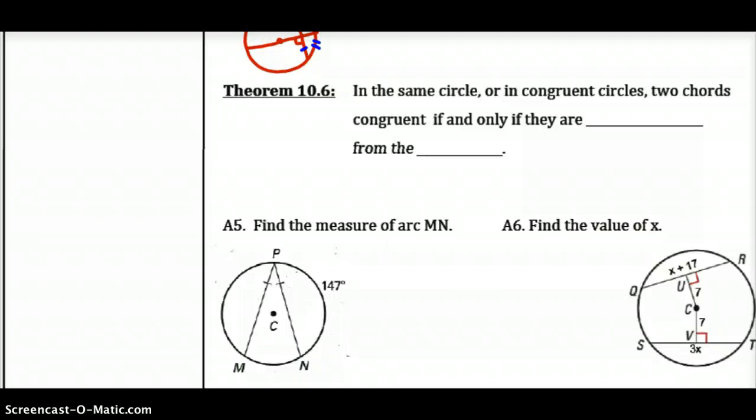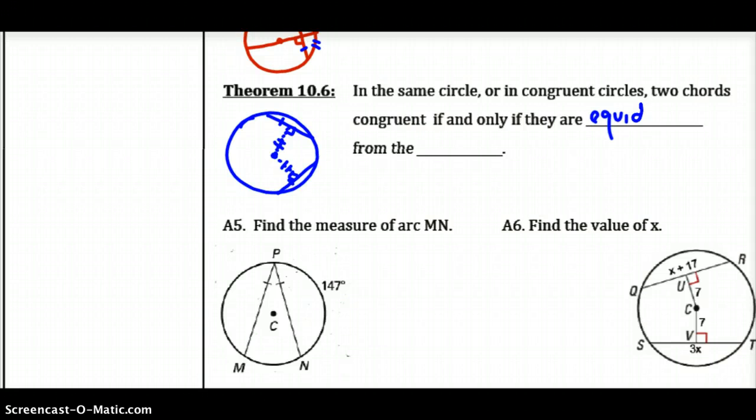10.6, in the same circle or congruent circles, two chords are congruent if and only if they are, okay, let's take a look here. Here's my center. Here's a chord. And let's say we got here's a chord. If these chords are congruent, then I would say that this distance must be the same as this distance. And that's what we call equidistant from the center of the circle.